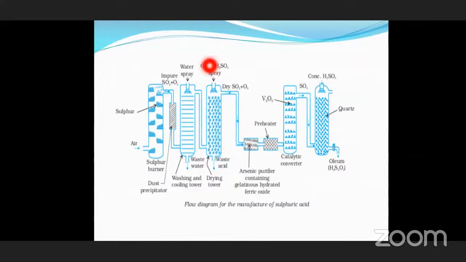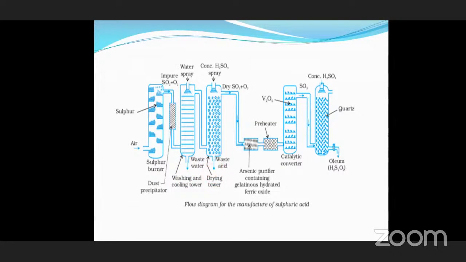Now we have to represent this diagrammatically. This is a diagram relevant to the preparation of sulfuric acid. This process is also called the contact process. Here we insert the sulfur, and here air is inserted through this tube. That chamber is called the sulfur burner. This chamber is called the dust precipitator. This is the washing cooling tower. And this chamber is called the drying tower.